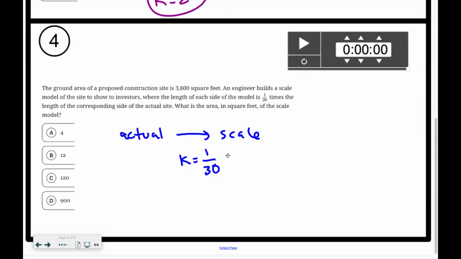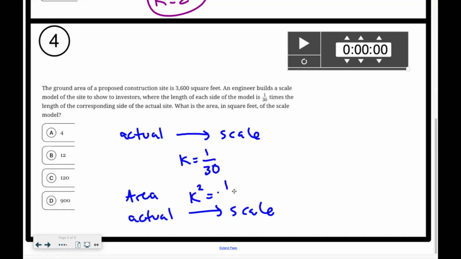All right. So notice in this one, they don't even tell us the shape. All they tell us is that the length of each side of the model, we don't even know the shape, is 1/30th the length of the actual one. So that means if we start with the actual, each length gets multiplied by 1/30, which means the area to go from actual to scale would have to get multiplied by whatever k squared is.